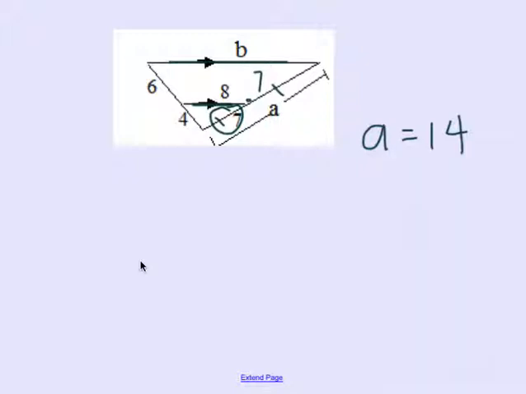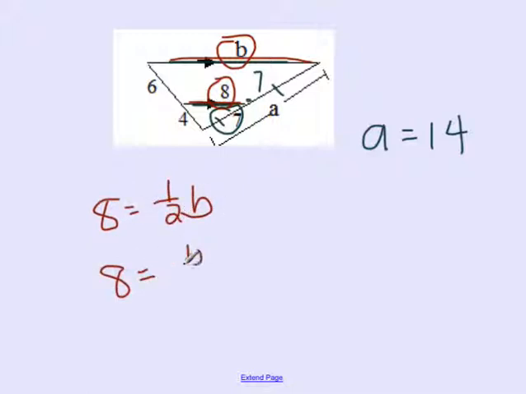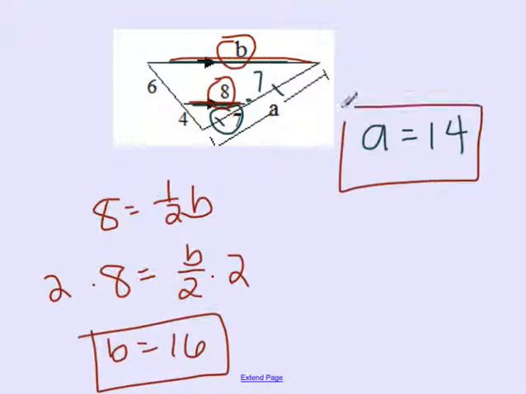Now we know that this is a midsegment and this is the side of the triangle. So we know that this is 1/2 the length of that. So 8 is equal to 1/2 B. We can also look at that as 8 is equal to B divided by 2. How do we get that 2 over to the other side? We multiply both sides by 2. So we get B is equal to 16. So B is equal to 16 and A is equal to 14.